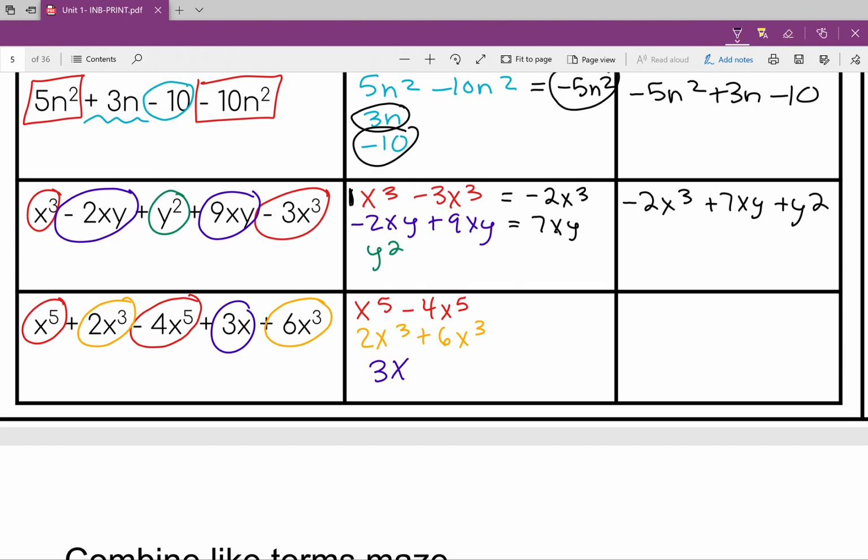So if I simplify these, 1x to the fifth minus 4x to the fifth is negative 3x to the fifth. 2x cubed plus 6x cubed is 8x cubed, and then 3x. So I have negative 3x to the fifth plus 8x cubed plus 3x, and that's my answer. So you guys can go on and continue on with the assignment.